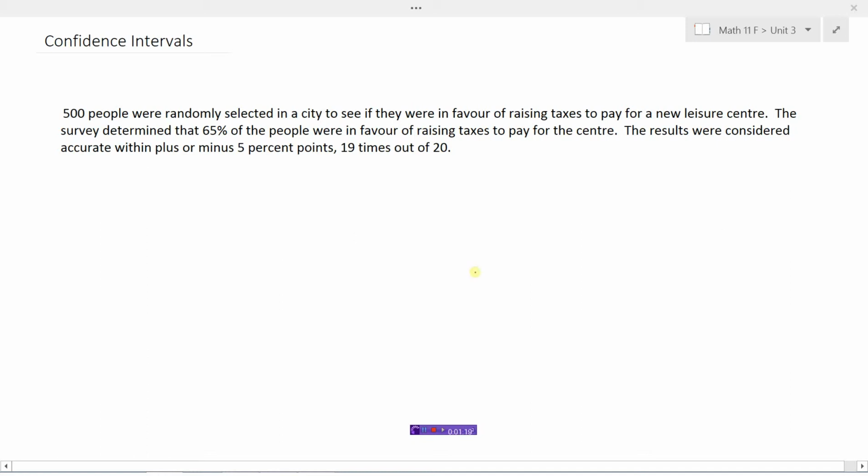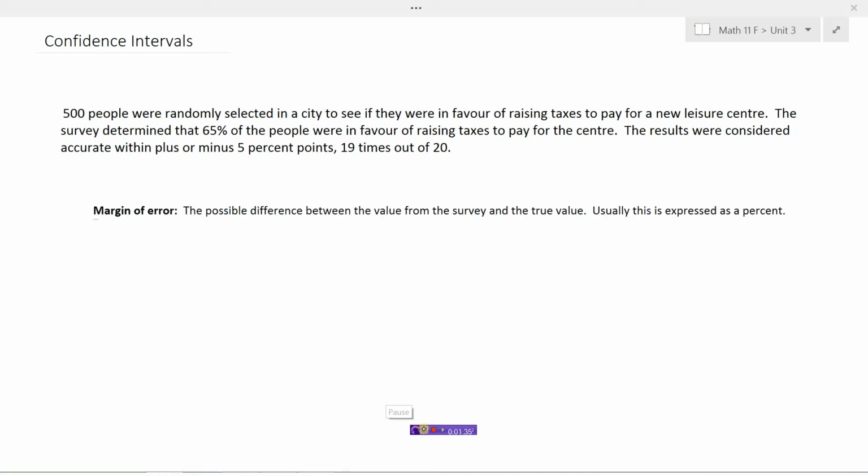So they randomly select a certain number of people. And then they can come up with a percentage, but there's always these errors in there because they're not asking everybody in the town. So a couple of vocabulary terms. One thing that we can look for is the margin of error.